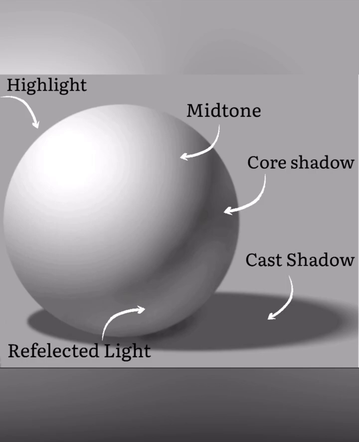Next is the core shadow. This is the part of the object that is not in the light's pathway, therefore creating a dark value. This should be your darkest value. Next is the cast shadow. It is the shadow cast by the object, not the shadow on the object. Finally, the last one of the shadows is the reflected light. This is a little bit of light that is reflected back onto the core shadow. It is usually the same, if not a little bit darker, than your midtone.